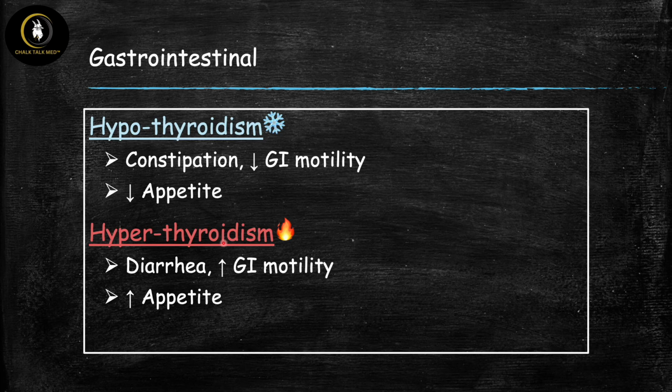Hyperthyroidism is the complete opposite. So excess activity, everything is revved up. So increased GI motility, diarrhea, increased appetite, but weight loss due to the excessive basal metabolic rate.